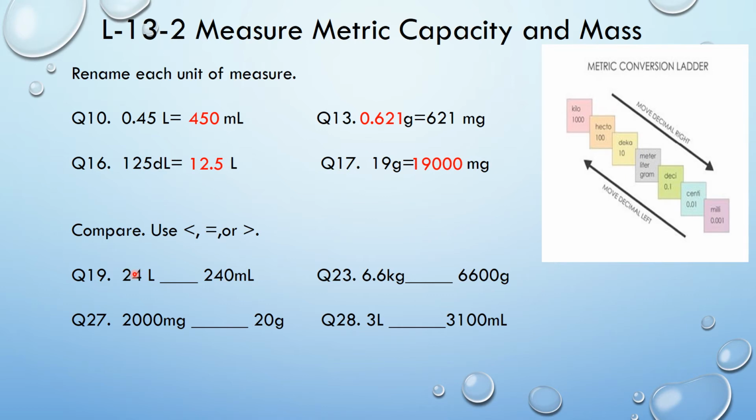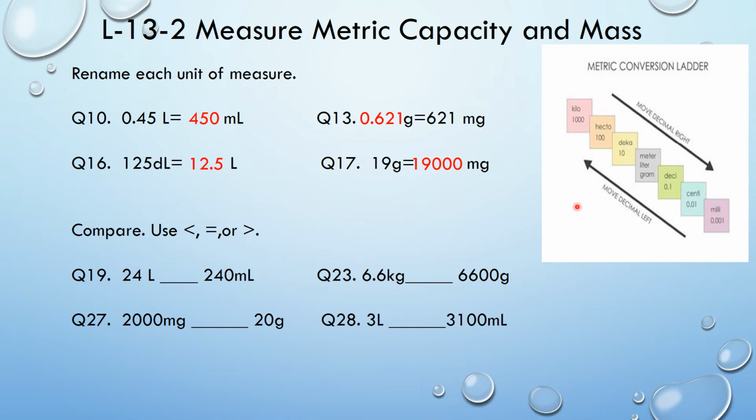Compare. Compare means less than, greater than or equal to. Compare these two quantities. Just compare which one is greater, which one is less or equal to. 24 liter and 24 milliliter. The milliliter is converted into the liter. For the comparison, you know, first make the same unit. Here is liter, here is milliliter. Convert into the liter. How to convert it into the liter?